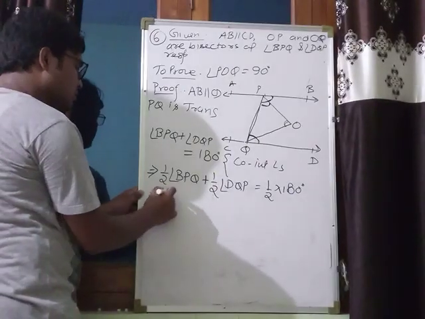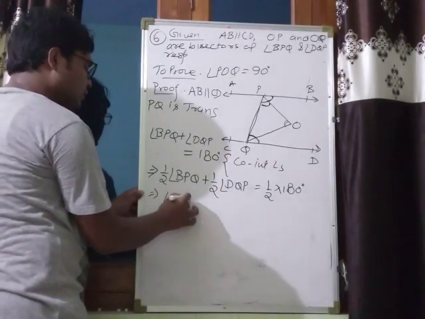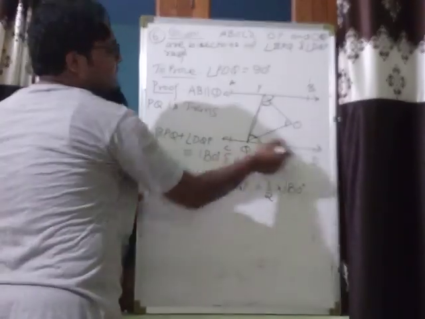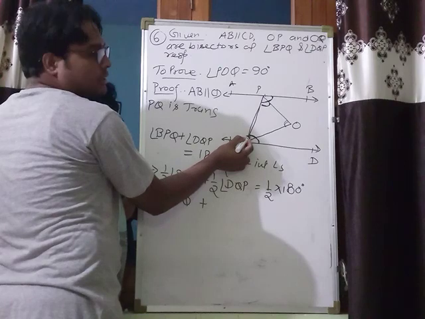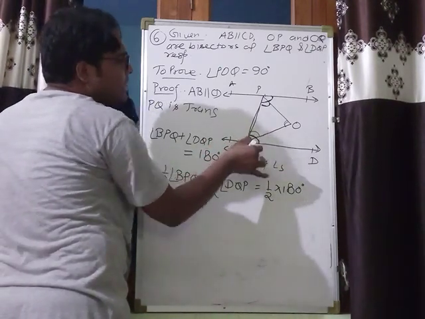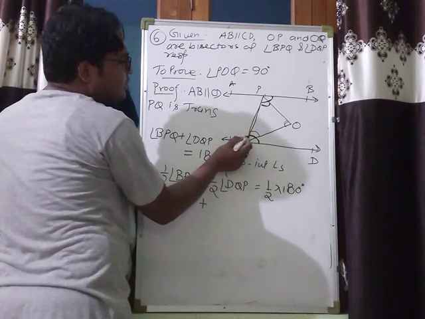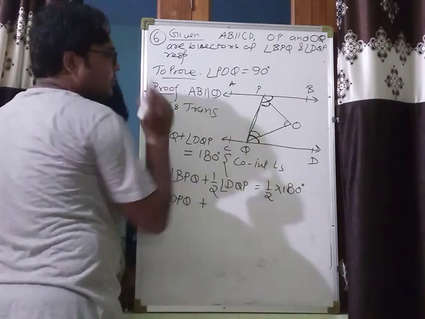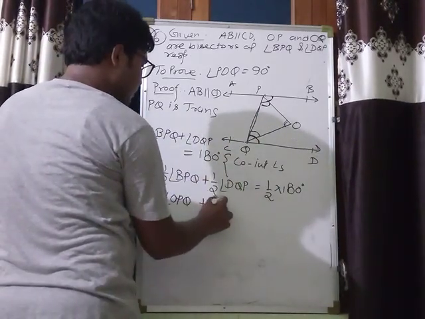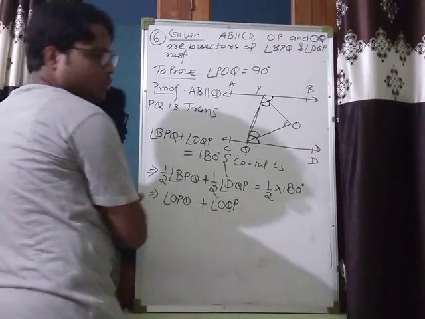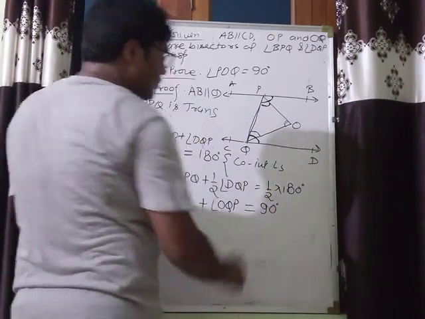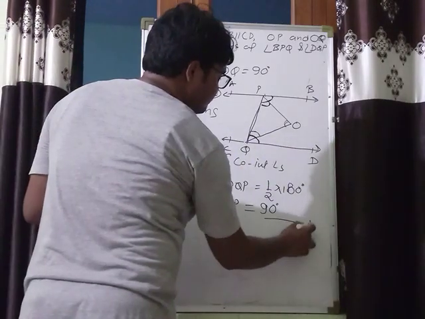Clearly half of BPQ is angle OPQ, plus half of DQP. DQP is this angle. Its half is this one. Why? Because OQ is the bisector of angle DQP. So half of DQP is angle OQP. Okay. That will be equal to half of 180, which is 90 degrees. Now suppose this is first.